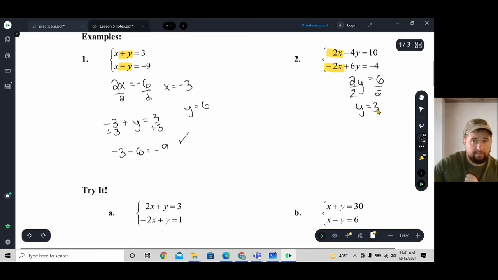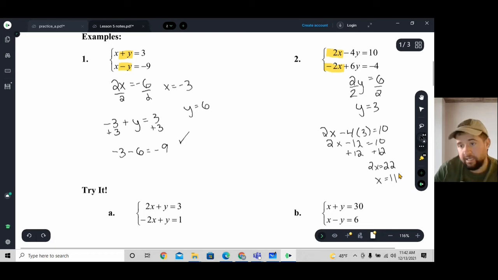I'm going to take this 3 and plug it back in. So 2x minus 4 times 3 equals 10. 2x minus 12 equals 10. I'm going to add 12 to both sides. 2x equals 22. X equals 11.